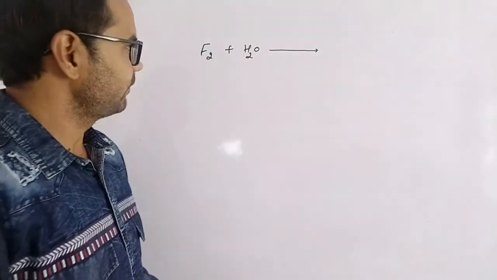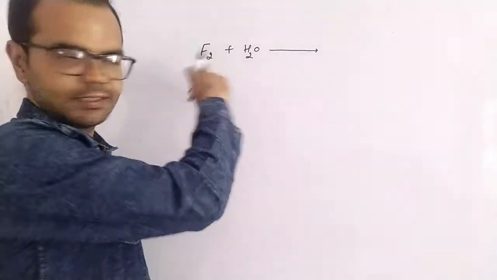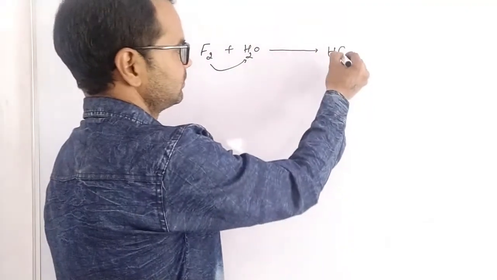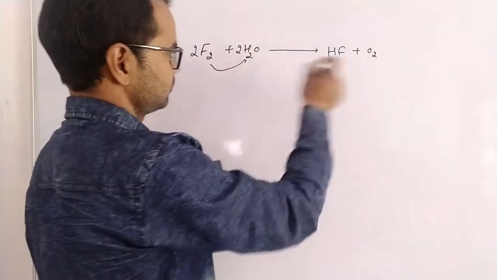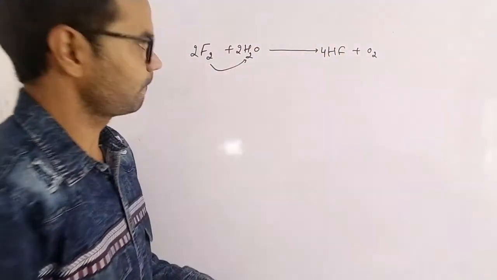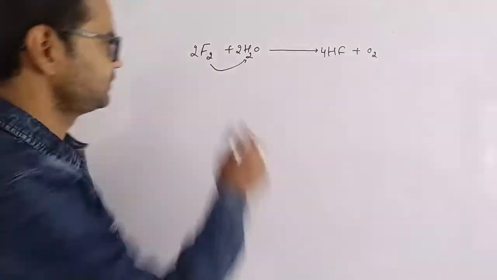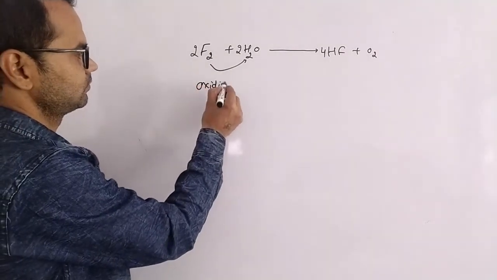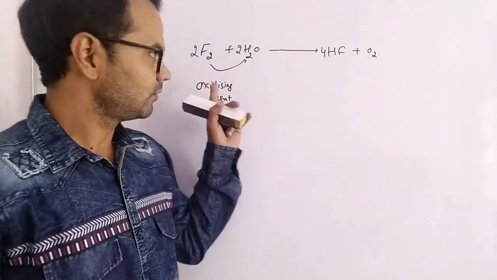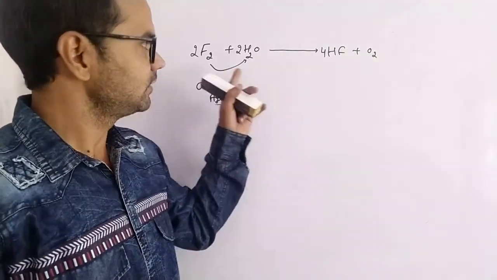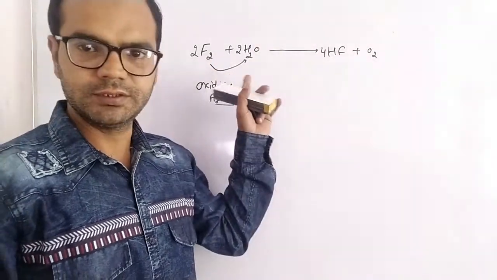We have to complete the reaction F2 plus H2O. As we know, fluorine is a strong oxidizing agent, and it is more reactive, so it will react with the hydrogen. What is the role of fluorine here? Fluorine is the oxidizing agent here. It is a strong oxidizing agent, and why does this reaction take place? Due to high electronegativity of fluorine and high reactivity of fluorine.